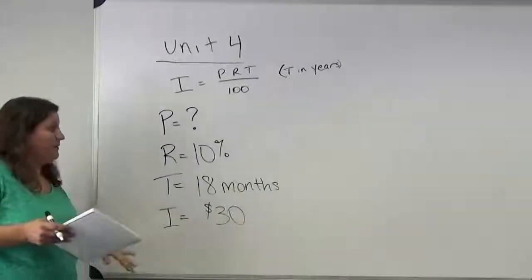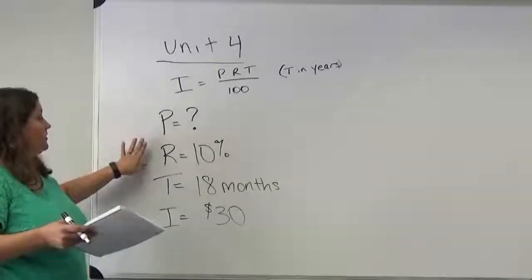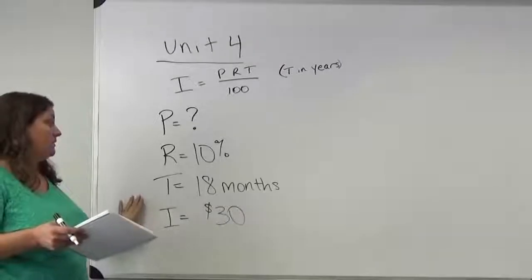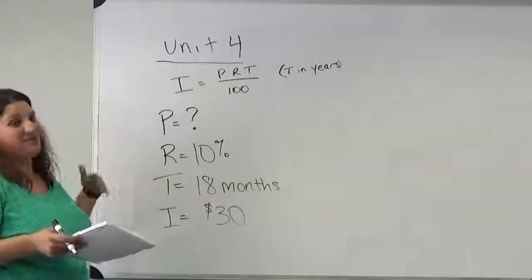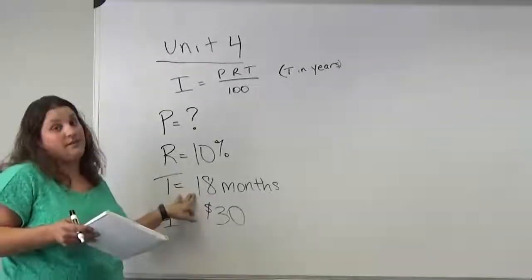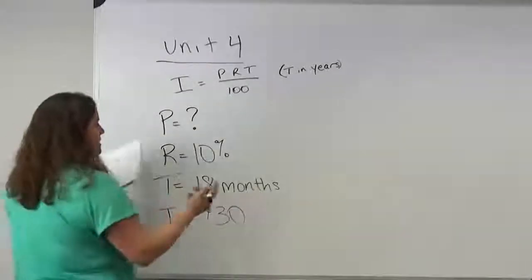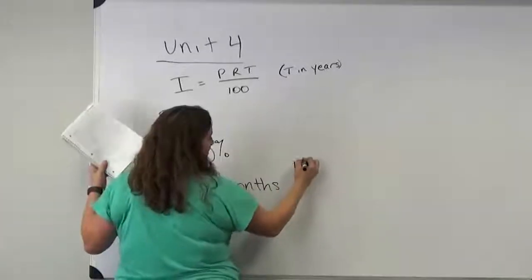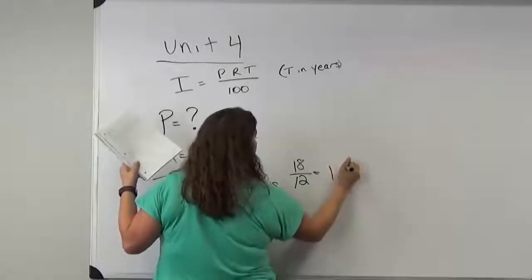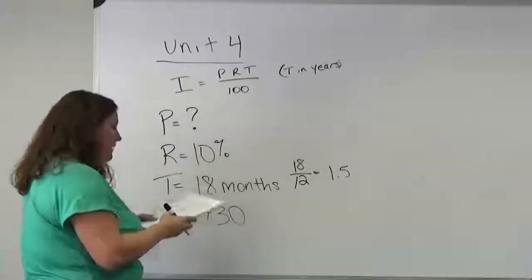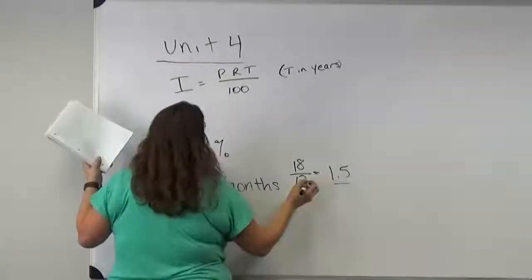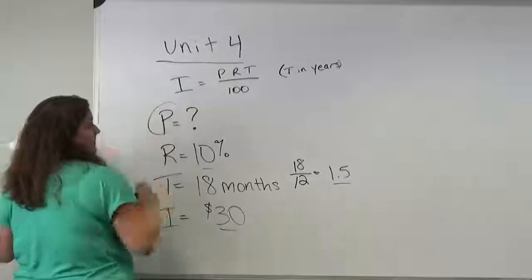So if we're given something, we need to find our principal. You're told that the interest rate is 10%, the time is 18 months, and the interest paid so far is $30. So principal is how much you have left to pay on something. The first thing we need to do is convert our 18 months into years. You can do that by just dividing by 12, 18 months divided by 12 months. So we know that that's 1.5 years.